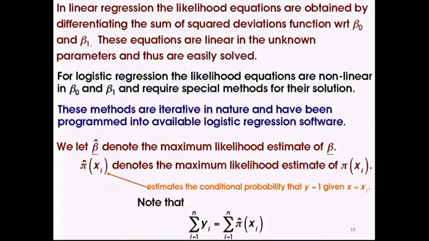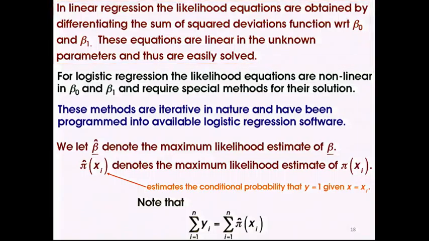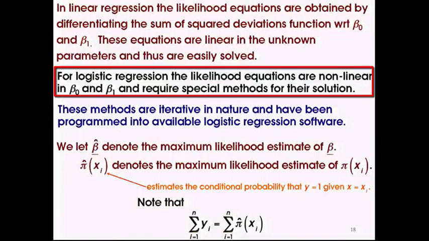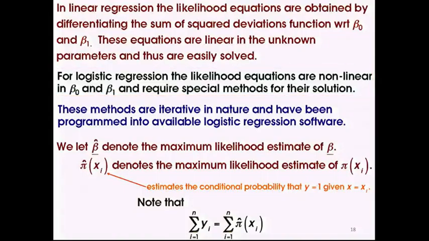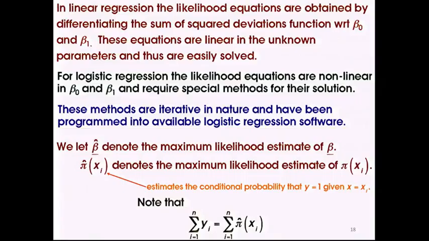Remember that in linear regression analysis, the likelihood equations are obtained by differentiating the sum of squared deviations function with respect first to beta naught, then beta 1. These equations are linear in the unknown parameters, in beta naught and beta 1, and so it's easy to solve for them. But for logistic regression, the likelihood equations are not linear in beta naught and beta 1, and they require special methods. These methods are iterative. They have been programmed into available logistic regression software, this Newton-Raphson method, and so it's actually very easy for us to compute the maximum likelihood estimates because we have the software to do it.